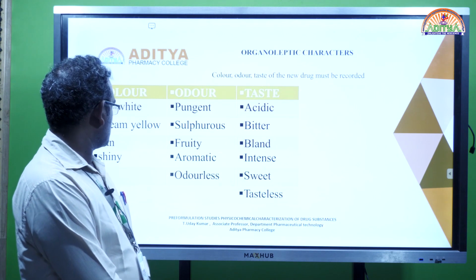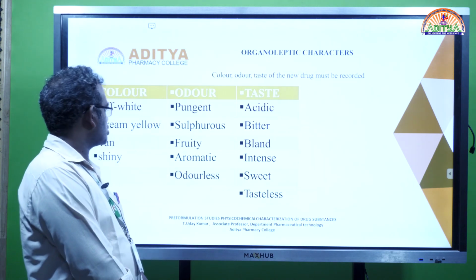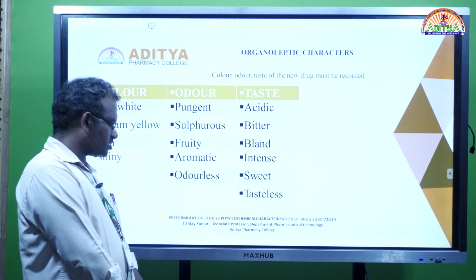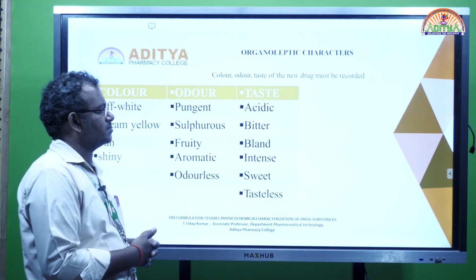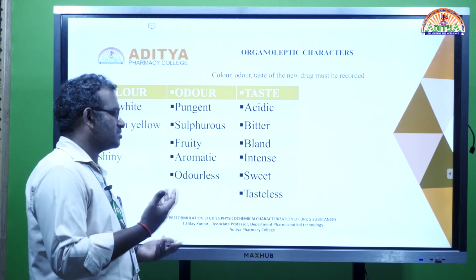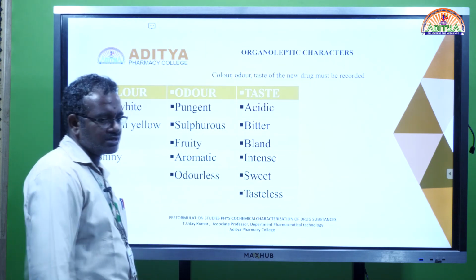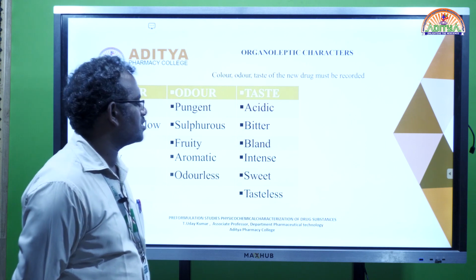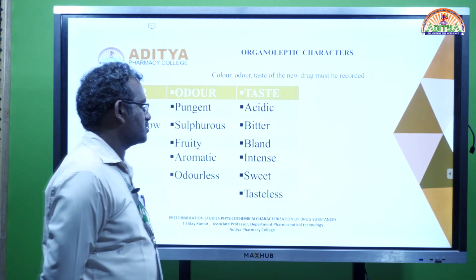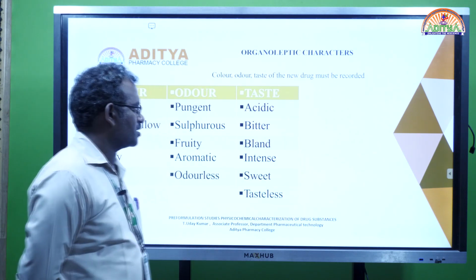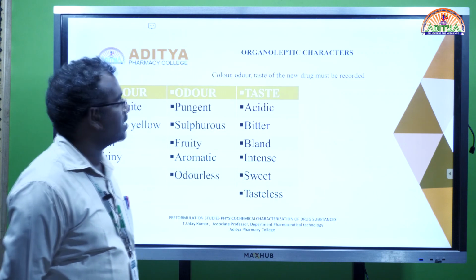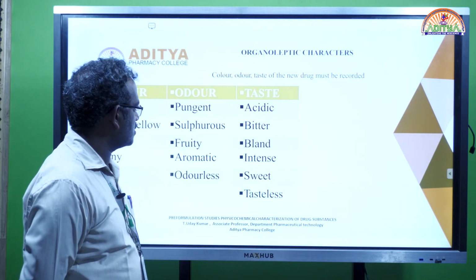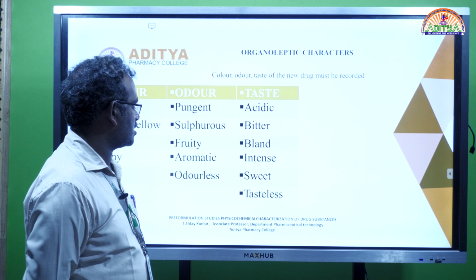Various colors include off-white, creamy yellow, tan, and shiny. Odors include pungent, sulfurous, aromatic, and odorless. Tastes include acidic, bitter, intensely sweet, and tasteless. Based on the drug substance, the odor and taste will be different. So these are the outline characters of organoleptic characteristics: color, odor, and taste.